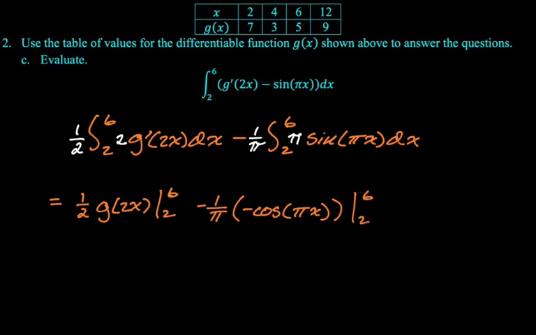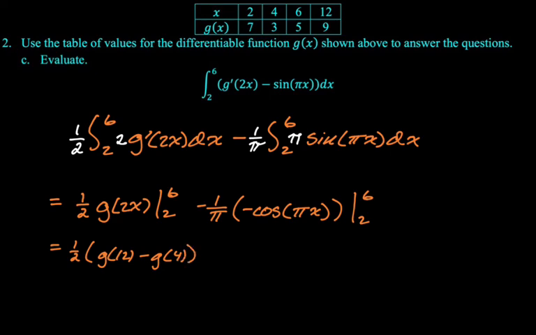If you don't like the way that I'm doing this, other than the way I'm bouncing around, you can always just do the u substitution. There's nothing wrong with that. I just think it's a good idea to eventually get to this point where you can see at least the logic of how this is being done. All right, 1/2 g of 12 minus g of 4.